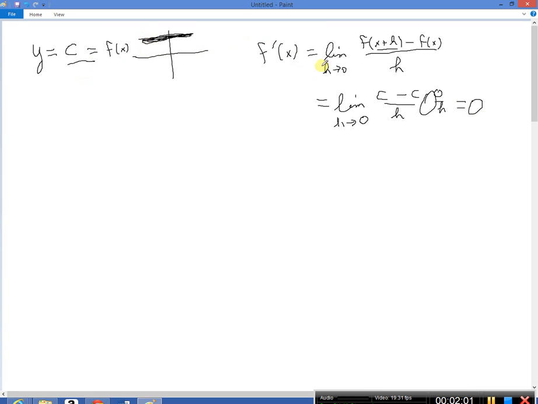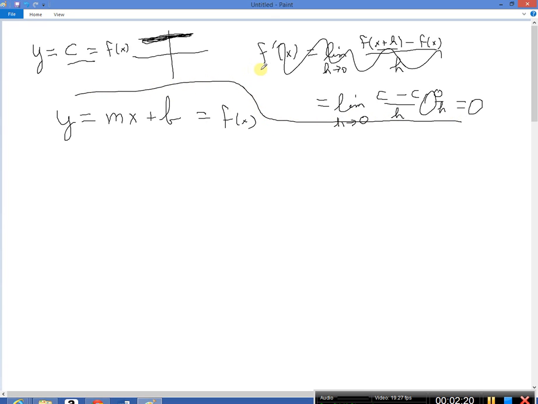So from now on, we don't have to use this anymore, because we just know the derivative of a constant is 0. Similarly, what if our function is a line, y equals mx plus b? So this is our f of x now, new function. Once again, we could write f prime of x as the limit as h goes to 0 of f of x plus h. I'm just going to write out what f of x plus h is. It's m times x plus h plus b.